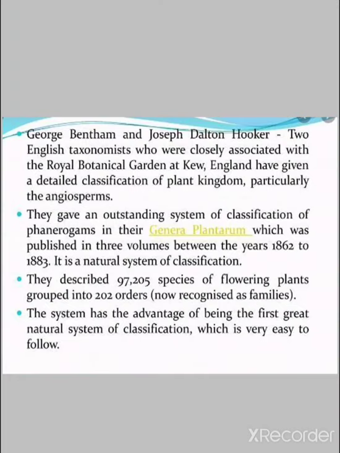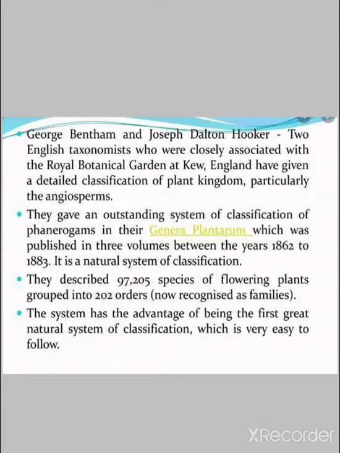George Bentham and Joseph Dalton Hooker, two well-known English taxonomists who were closely associated with the Royal Botanical Garden of Kew, England, gave a detailed classification of the plant kingdom, which is basically for angiosperms. They gave an outstanding system of classification of phanerogams in their book Genera Plantarum, which was published in 3 volumes around the years 1862 to 1883.